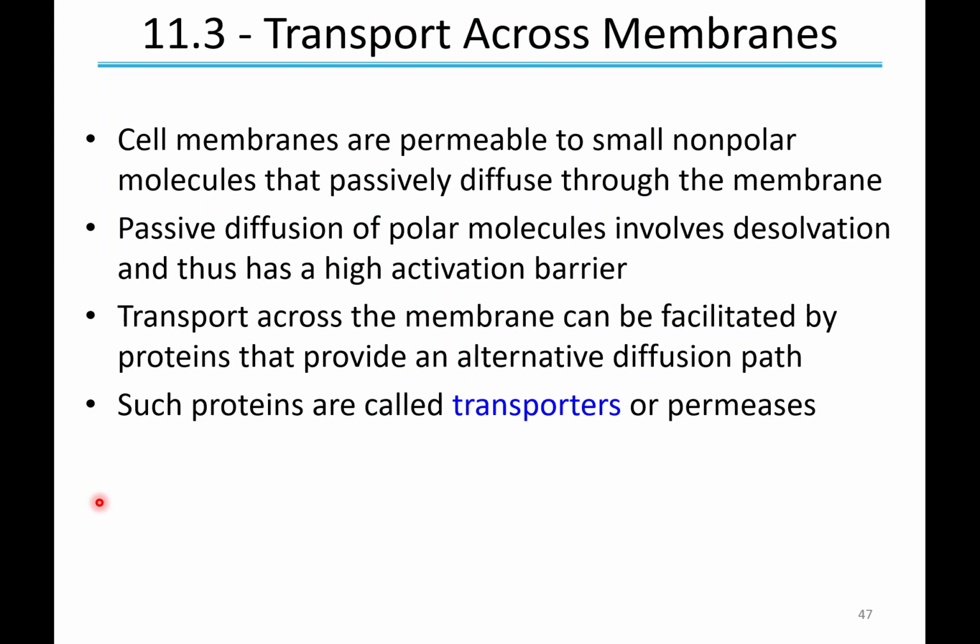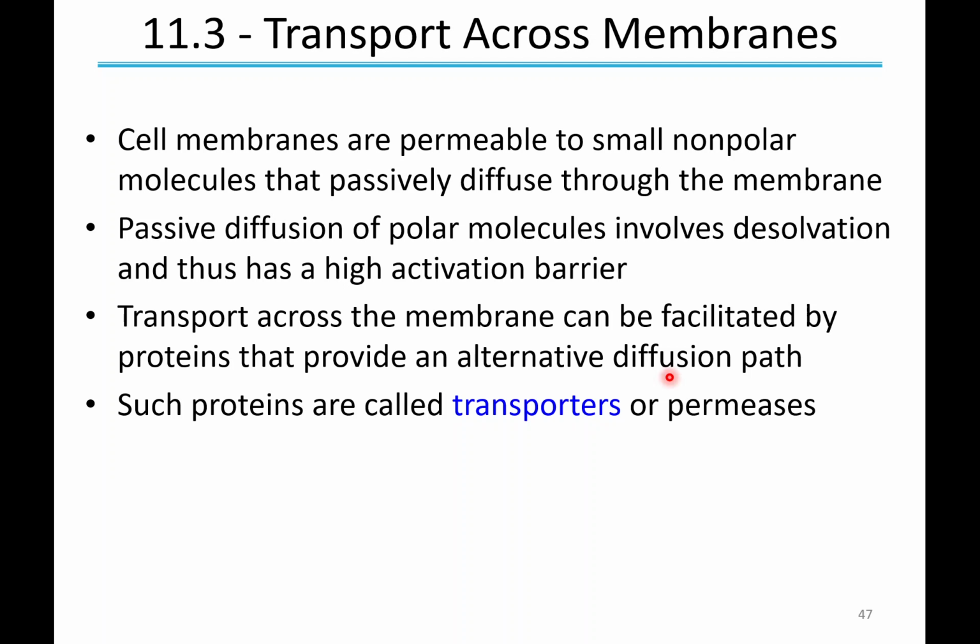Moving on to the third section, transport across membranes. Cell membranes are permeable to small nonpolar molecules. Those can passively diffuse through the membrane. Passive diffusion of polar molecules is more difficult because it first involves desolvation, the getting rid of the water molecules associated with a polar molecule. So they have a very high activation barrier to get through a membrane.